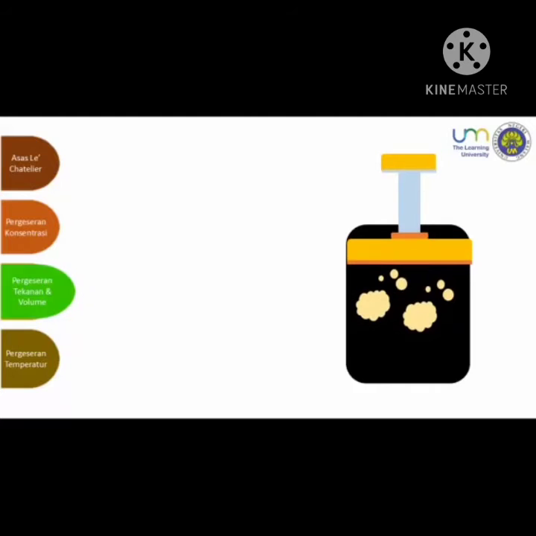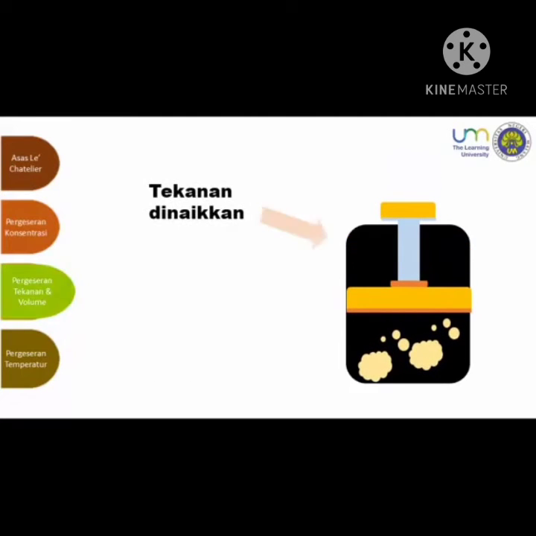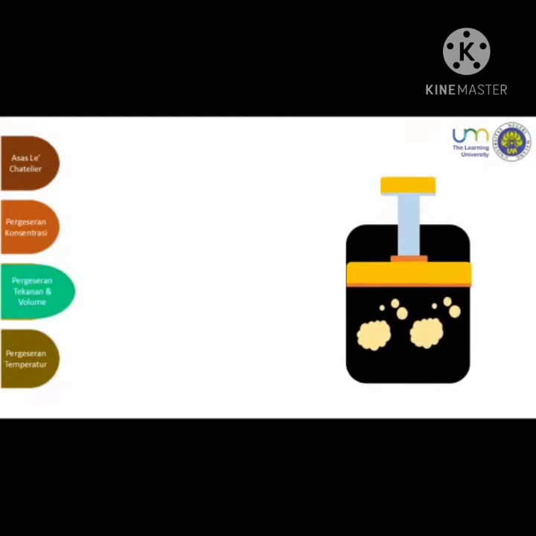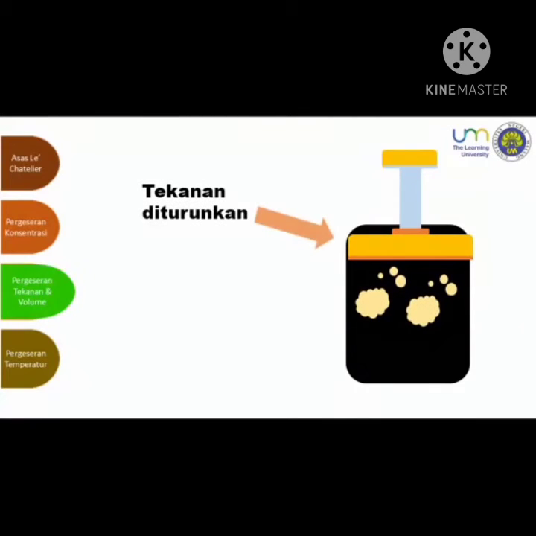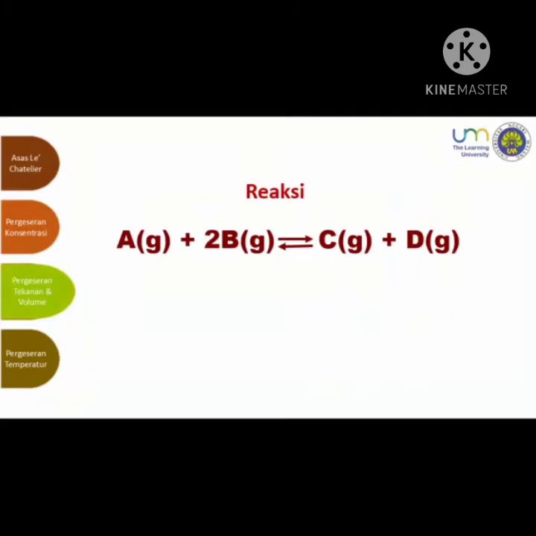When the pressure is increased, then the volume is decreased. Conversely, if the pressure is lower, the volume is increased. There is a reaction equation: 1 mole of A in gas. This reaction is only in gas. Plus 2 mole of B equals C gas and 1 mole of D.